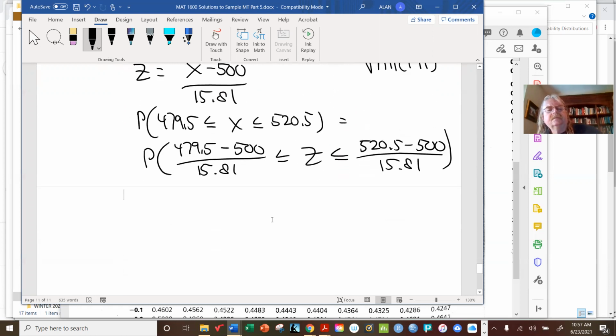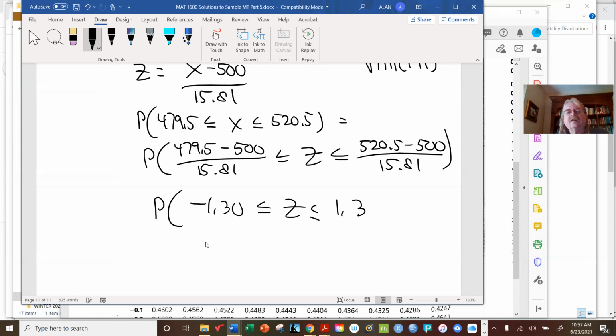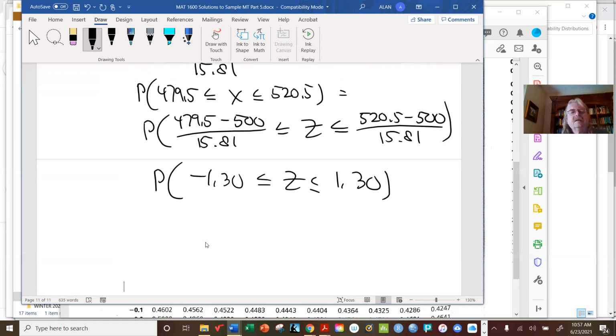Okay, so that is equivalent to, let's see, that's about negative, it's almost exactly negative 1.3. All right, that's close enough. Remember, this is an approximation anyway. All right, yeah, it's within plus or minus 1.30 standard deviations of the mean. And so we're going to have the difference between the two.